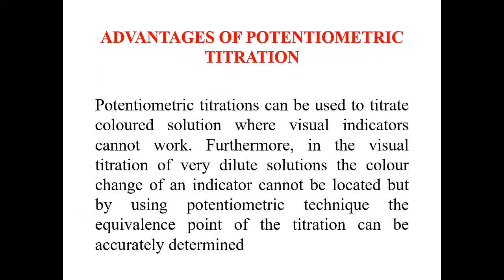Next, what are the advantages of potentiometric titration? Potentiometric titration can be used to titrate colored solutions where visual indicators cannot work. Furthermore, in the visual titration of very dilute solutions, the color change of an indicator cannot be located, but by using the potentiometric technique, the equivalence point of the titration can be accurately determined. So these are the advantages of potentiometric titration.